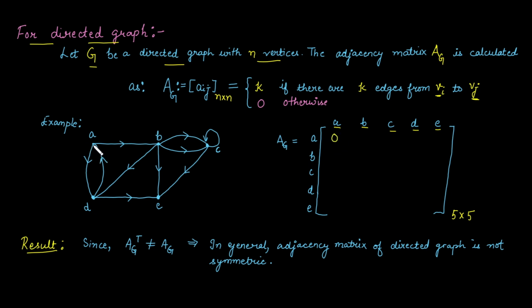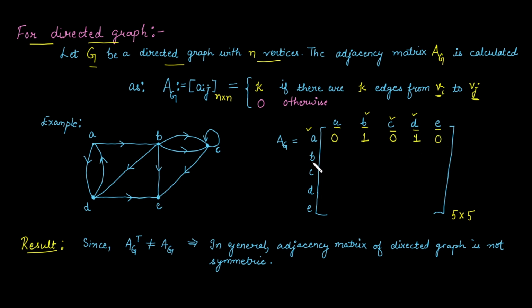Is there any edge that starts from A and ends at B? Yes. How many edges are there? That is 1. Now is there any edge that starts from A and ends at C? The answer is no, so this entry is 0. Is there any edge that starts from A and ends at D? The answer is yes. How many edges are there? That is equal to 1. Only one edge starts from A and ends at D. Is there any edge that starts from A and ends at E?